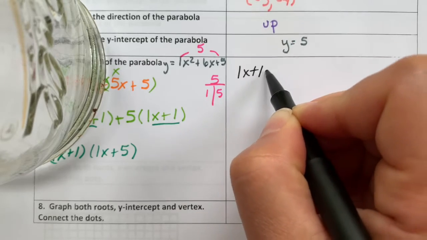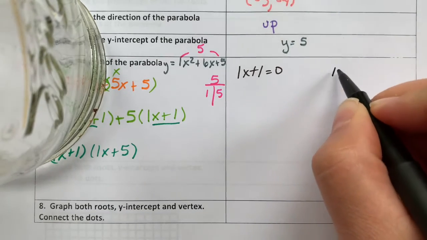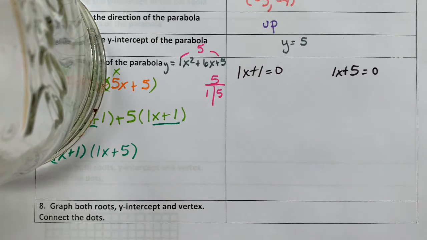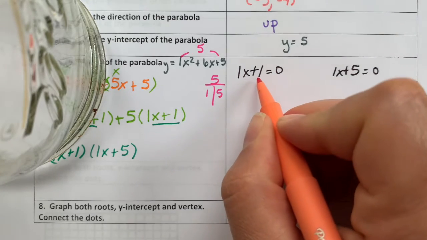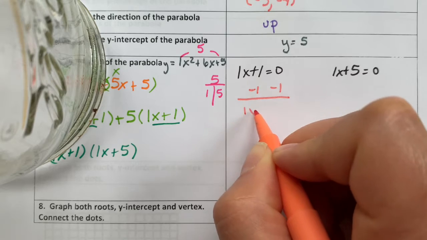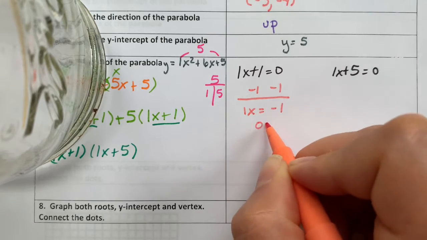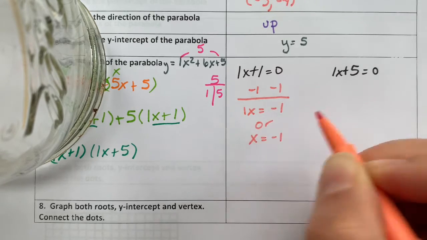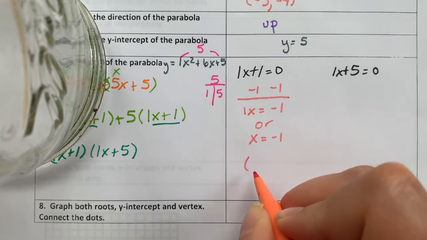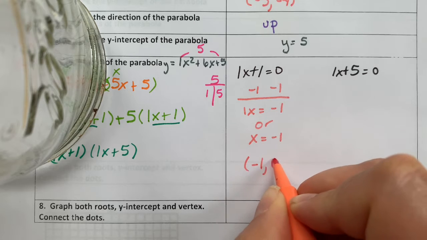So I'm going to do that over here, where I have 1x plus 1 is equal to 0. I also have 1x plus 5 is equal to 0. So now I have to solve for x. Because this is being added, I'm going to subtract 1 from both sides, so that I have 1x is equal to a negative 1, or x is equal to a negative 1. Now remember, I have to write this so that we can graph it. So my x is negative 1 and my y is 0.